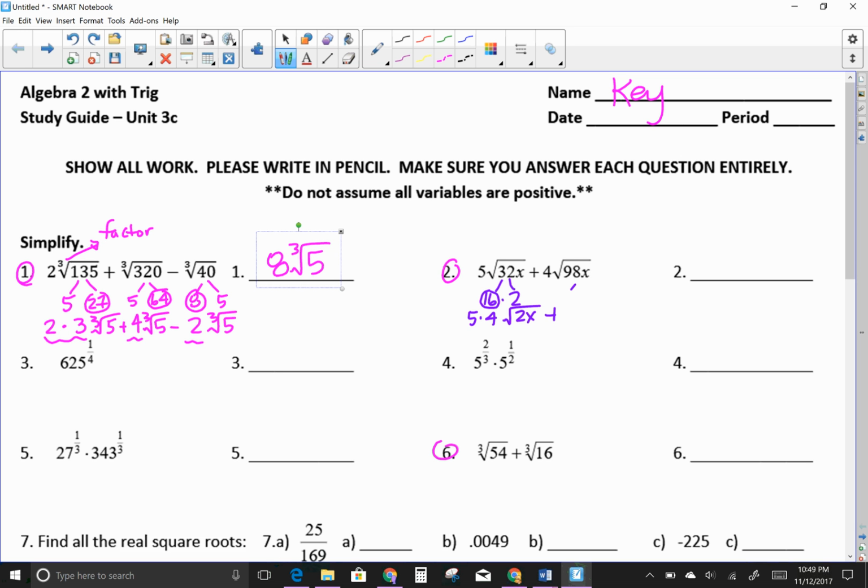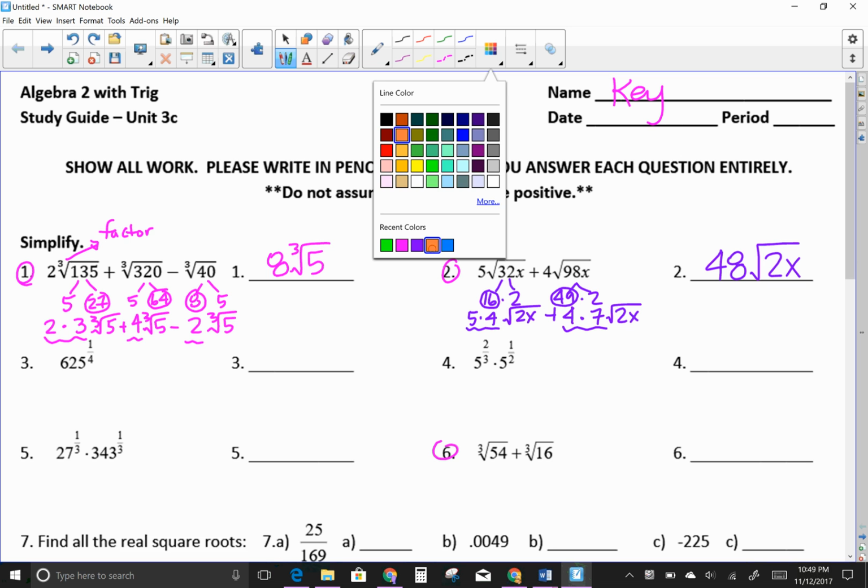Plus 98 is 49 times 2. And the square root of 49 is 7, but I have a 4 in front, so that's 4 times 7. And there's a 2 left underneath and an x, because that x has no exponent. Remember that if there's nothing there, that is a 1. Okay, so I have 20 plus 28 is 48. And what's underneath is the square root of 2x.